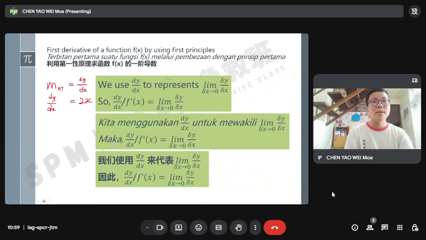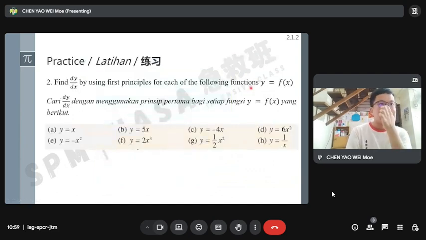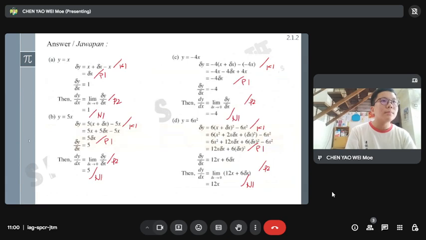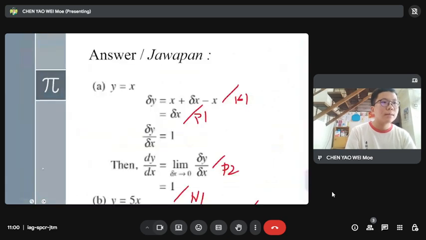We try to do a question here. Let me see the question. Where is the question? Yes, this one: find dy dx by using first principles for each of the following, y equals f(x). Because here we say that this is y equals f(x), we do the question. Now I try to do it by myself.